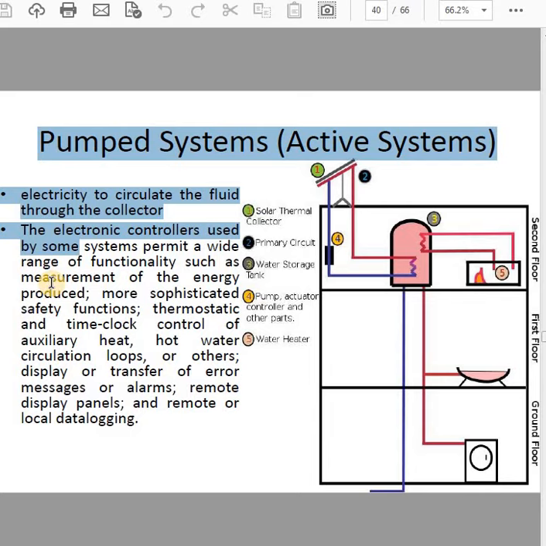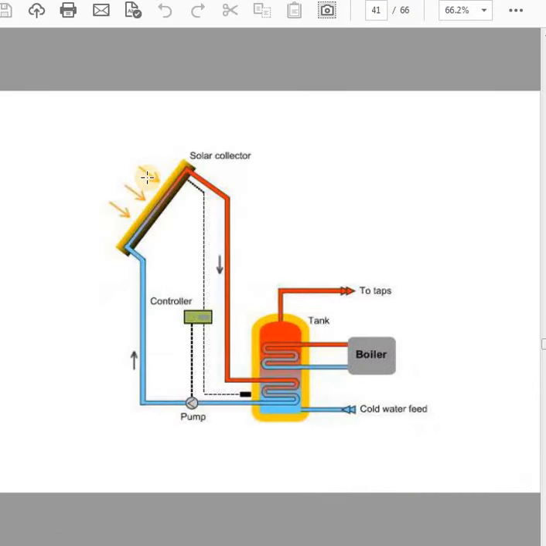The electronic controller used by some systems permits a wide range of functionality, such as measurement of energy produced, some sophisticated safety functions, thermostatic and time clock control of auxiliary heat, hot water and circulation loops, and other displays, error messages or alarms, remote display systems, and remote local dialoguing. Data logging is also available.